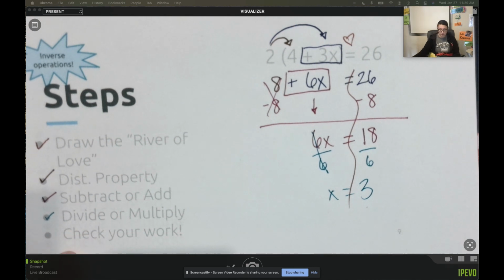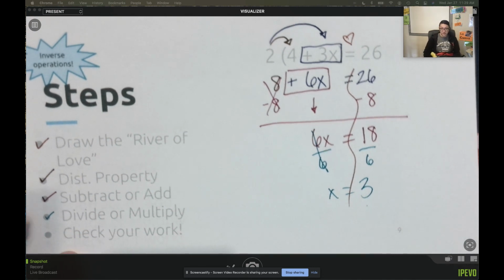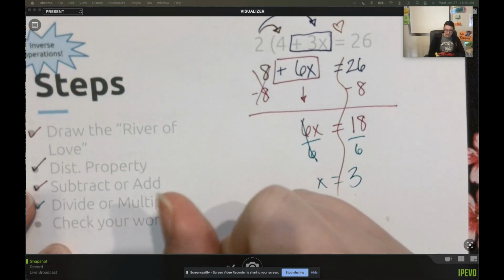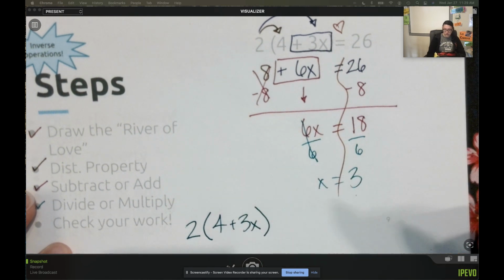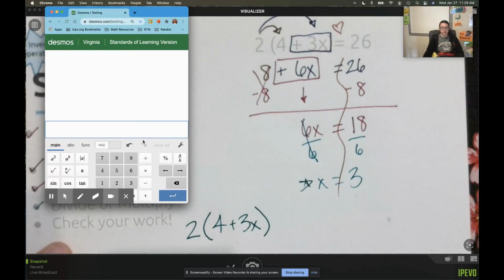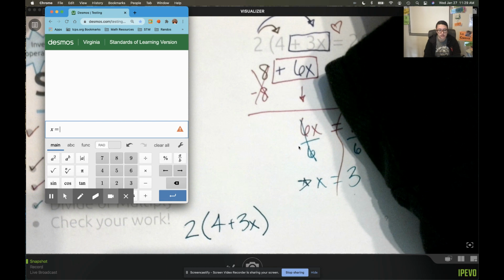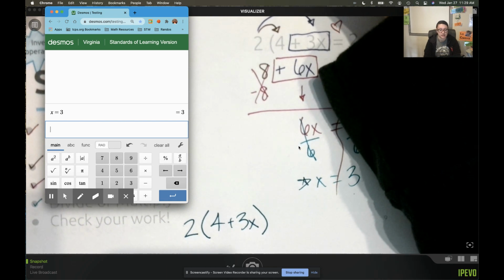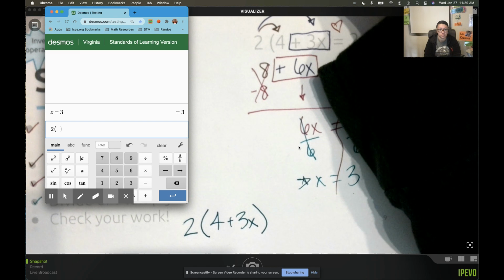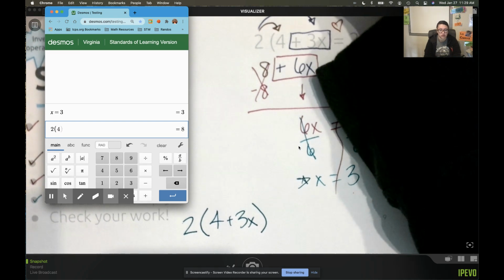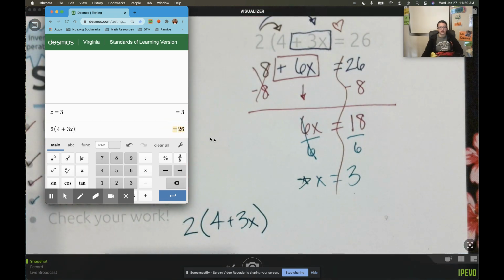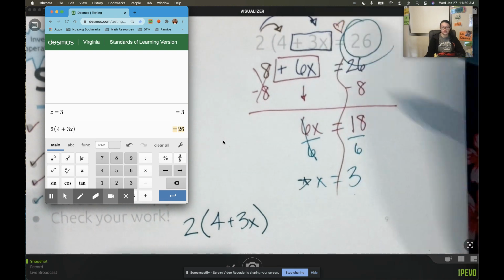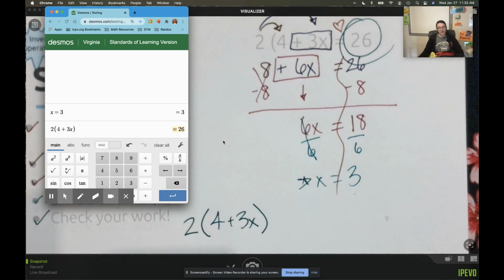Again, I always want to be able to check my work on my calculator. I plug in the calculator the long side. So here I need to do 2 times 4 plus 3x. And I also need to tell it that x equals 3. So I tell my calculator here, x equals 3. And then I type in the other stuff. 2 parentheses 4 plus 3x. On my calculator, everything should equal 26, and that is exactly what I see up top. So we got this problem right. Go us.